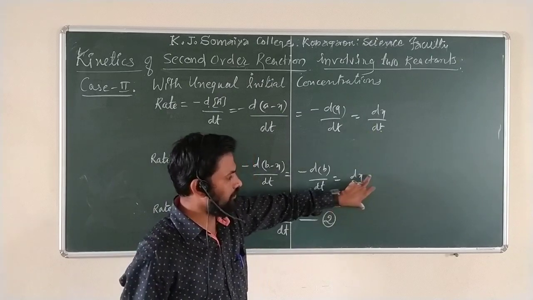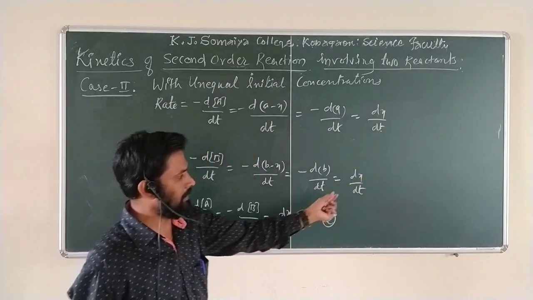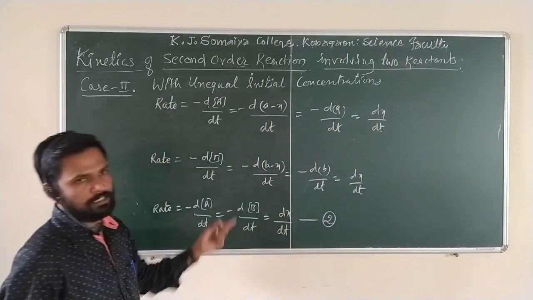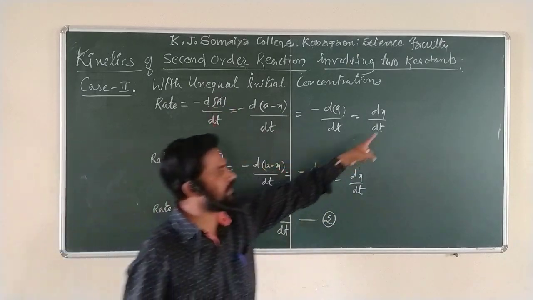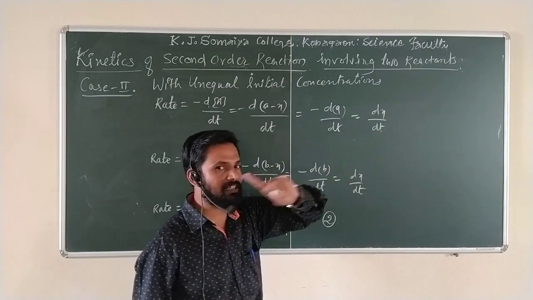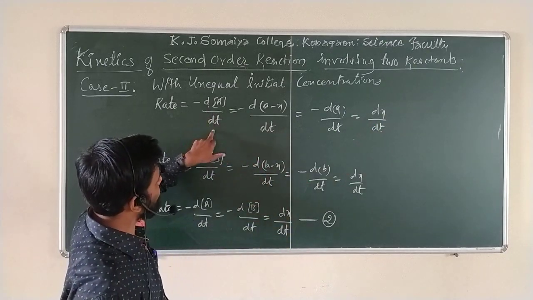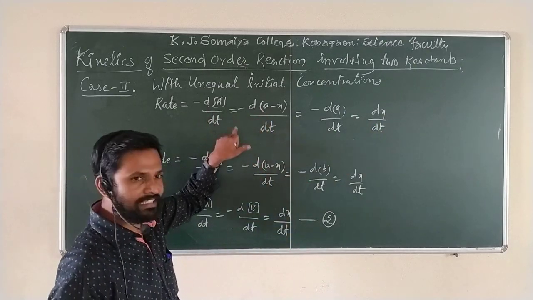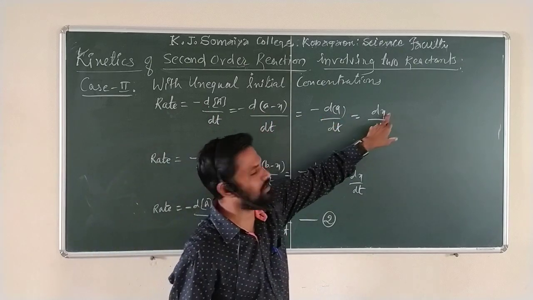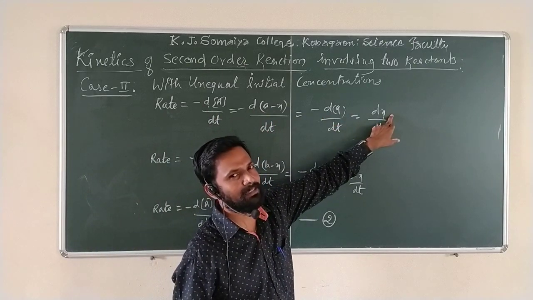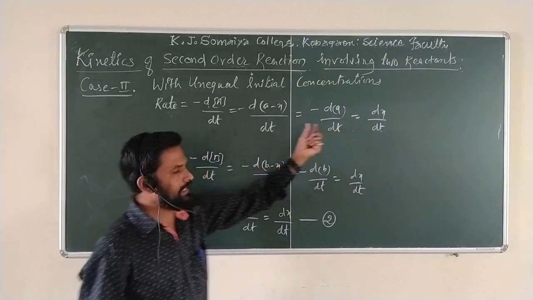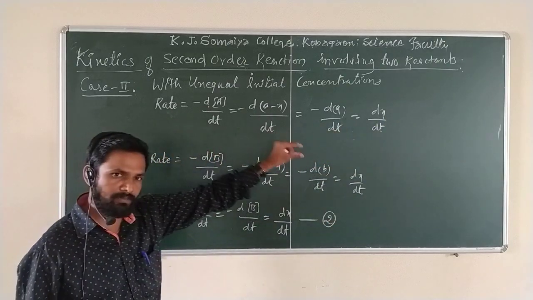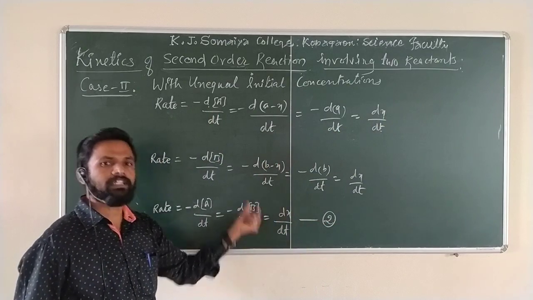With respect to the rate constant, we need one concentration, one parameter, to equate. Therefore, minus dA upon dt is nothing but dx upon dt. You can observe clearly: minus dA upon dt is the concentration of the reactant, and dx upon dt is the product concentration. You are getting my point?